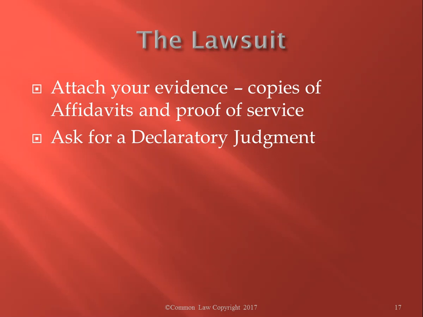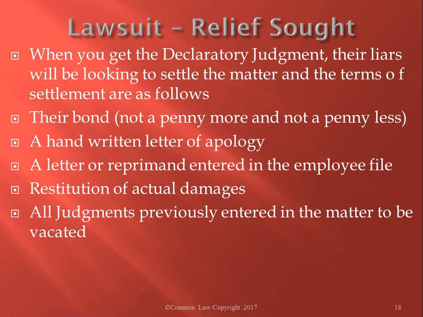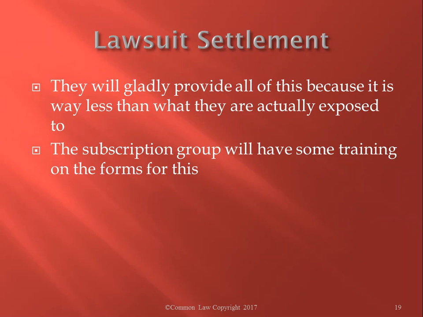Anyways, when you do the lawsuit, you attach your evidence, which is your copies of your affidavits and your proof of service. And you ask for a declaratory judgment. When you get the declaratory judgment, their liars will be looking to settle the matter, and the terms of settlement should be as follows. You want their bond, not a penny more, not a penny less. That is important terminology to use. A handwritten letter of apology, a letter of reprimand entered in the employee's file, a restitution of any actual damages that they may have caused, and you want all judgments previously entered in the matter to be vacated, and then a judgment in your favor. And that's about it. It's pretty simple. Well, they will gladly provide all this because it's way less than what they're actually exposed to.